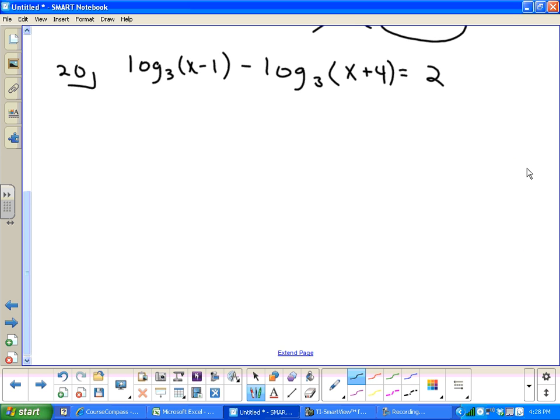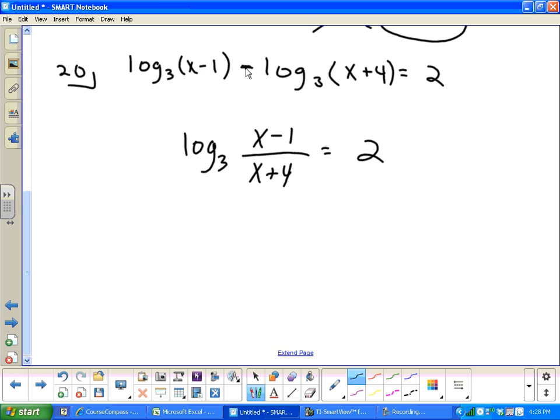Okay, I'm going to go back to number 20. I skipped it accidentally here. All right, so again, notice we've got multiple logarithms, so I can't evaluate either one of those. So let's put them together here. They've got the minus sign, so I can use my quotient property here and divide those two values. So this will be log base 3 of x minus 1 divided by x plus 4.